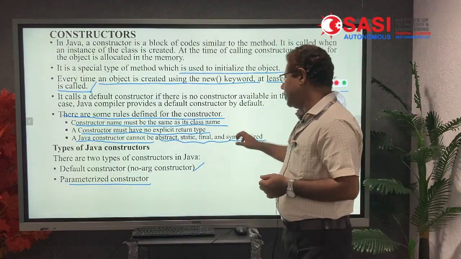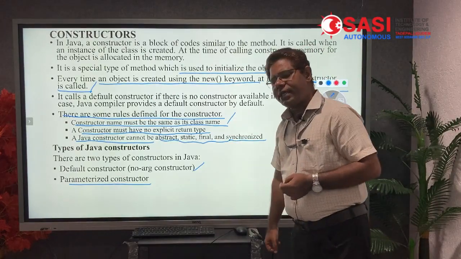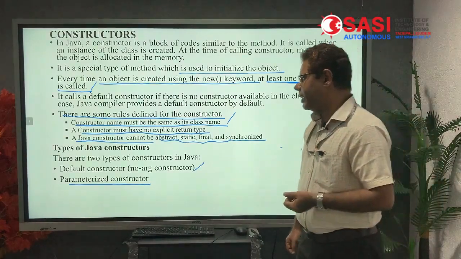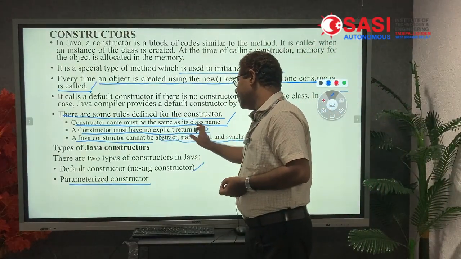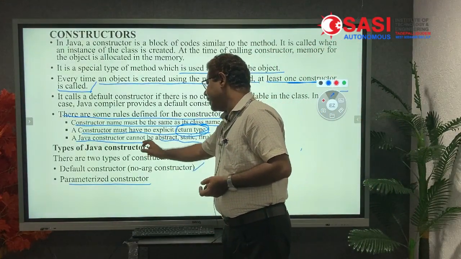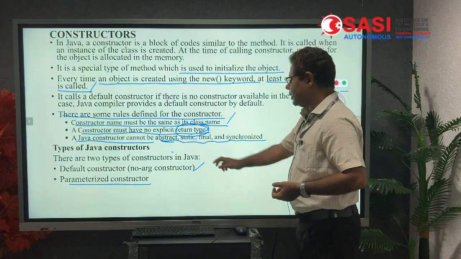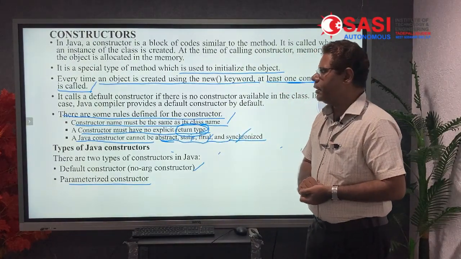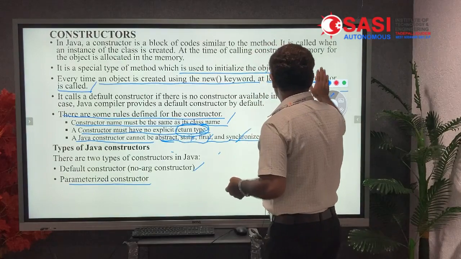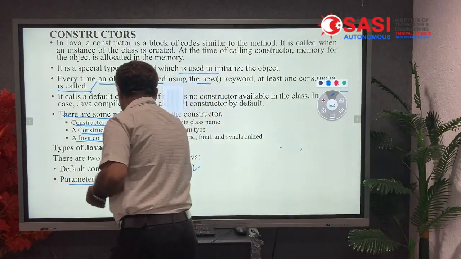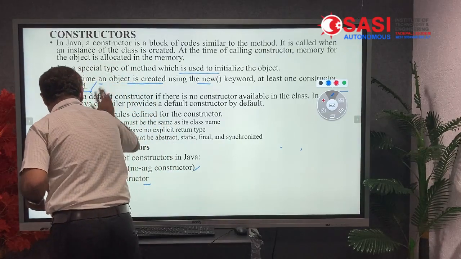The first rule is the constructor name is the same as the class name. The second rule is the constructor does not have a return type. The third rule is the constructor cannot be abstract, static, final and synchronized. Now we can see the examples for the default constructor, and second one is the parameterized constructor.